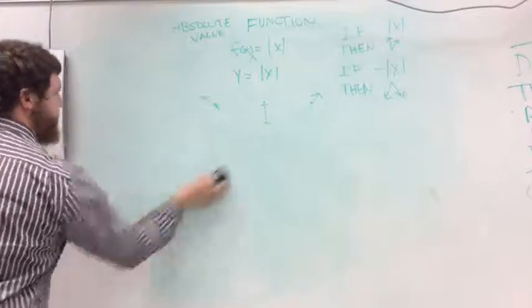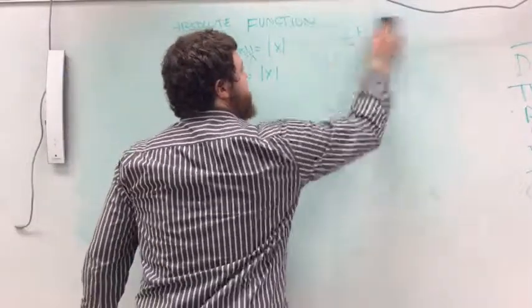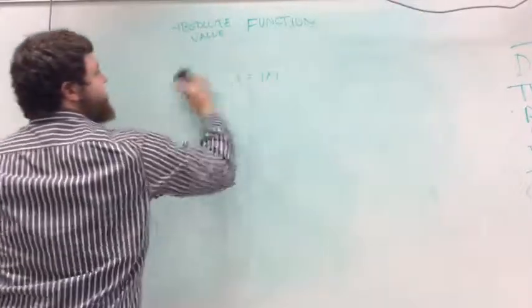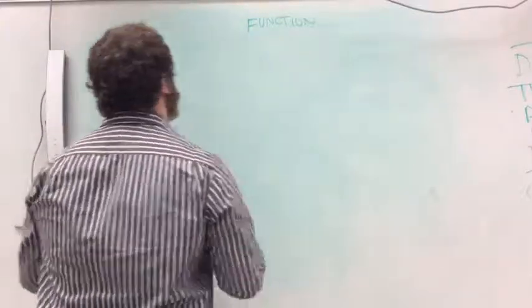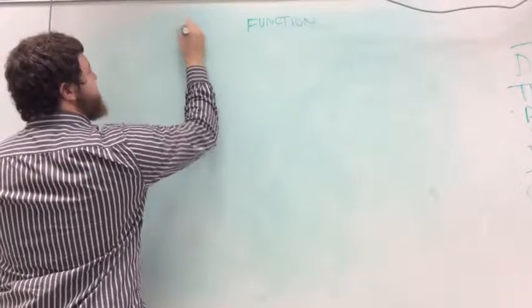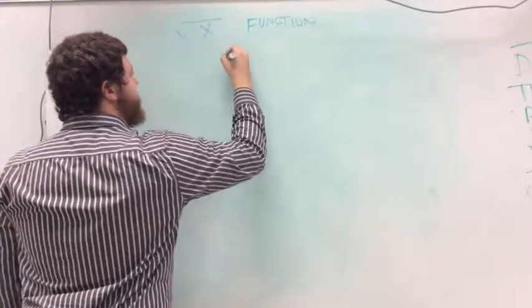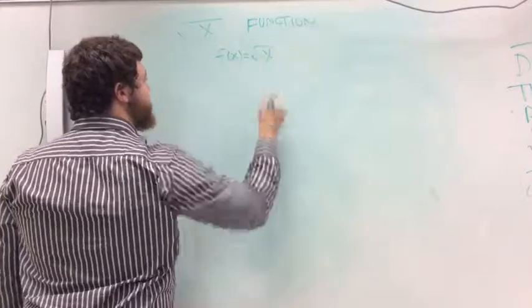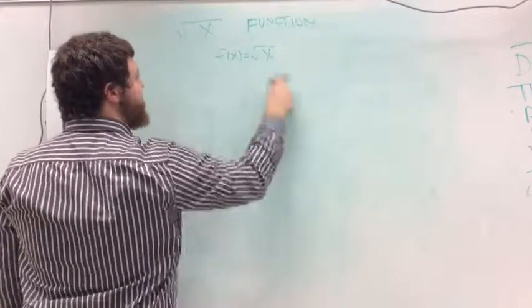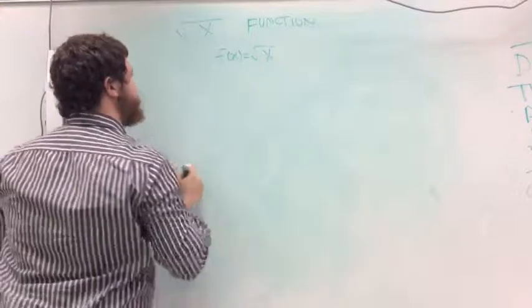Alrighty, next is the square root function. Yeah, just square root function. So I'm just going to write that square root of x function. So f of x equals square root of x. This is a what? What are these called? I keep writing here. Parent function.